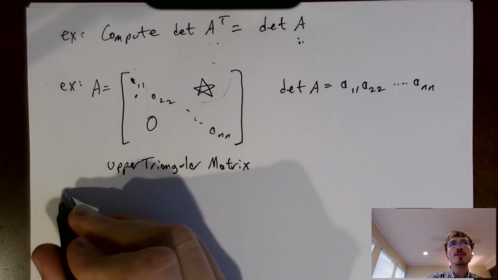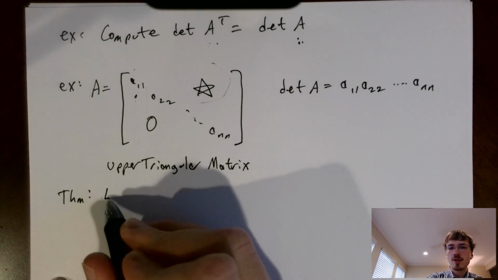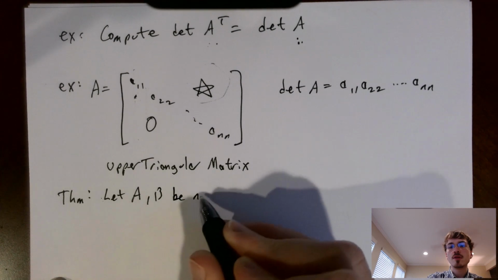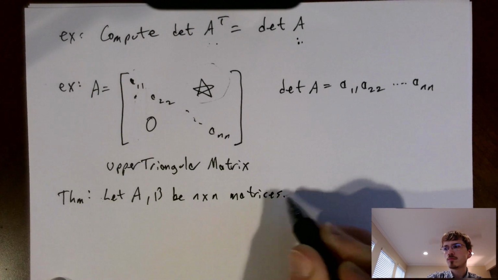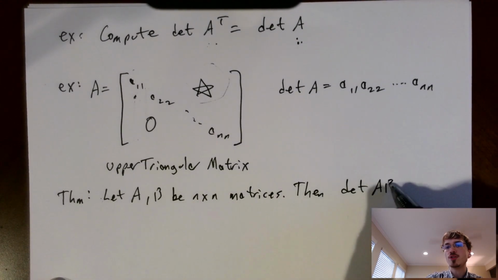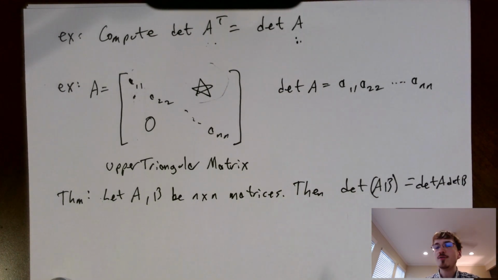All right, let's talk about a theorem. This is super nice. Suppose we have two matrices, A and B, that are n by n matrices. Then the determinant of A times B: if you compute the determinant of the product, then it's the product of the determinants. Sadly, this is not true for addition. But if we want to compute the determinant of A times B, then that's just the determinant of A times the determinant of B.